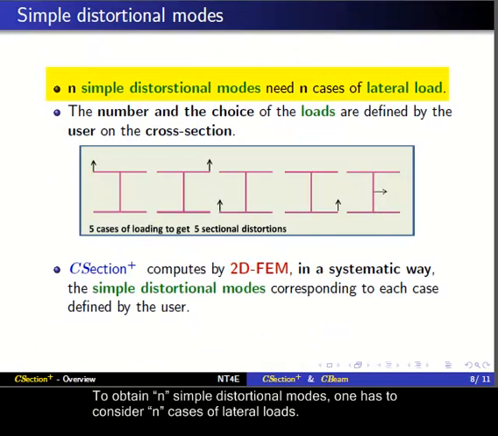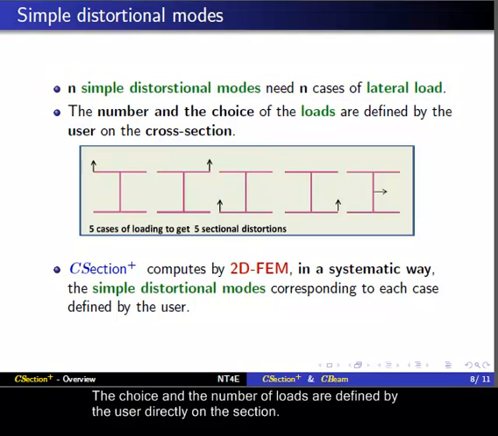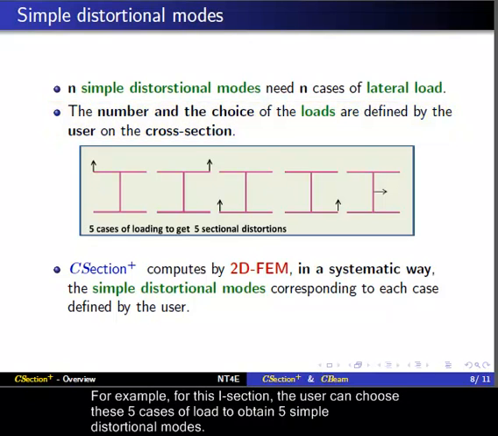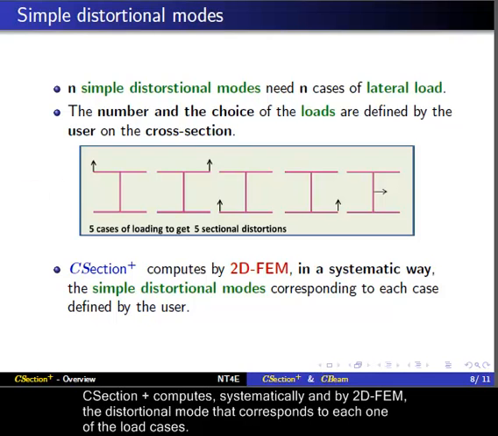To obtain n simple distortional modes, one has to consider n cases of lateral loads. The choice and the number of loads are defined by the user directly on the section. For example, for this I section, the user can choose these 5 cases of load to obtain 5 simple distortional modes. CSection Plus computes systematically and by 2D FEM the distortional mode that corresponds to each one of the load cases.